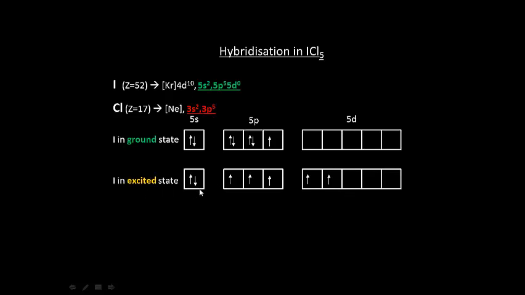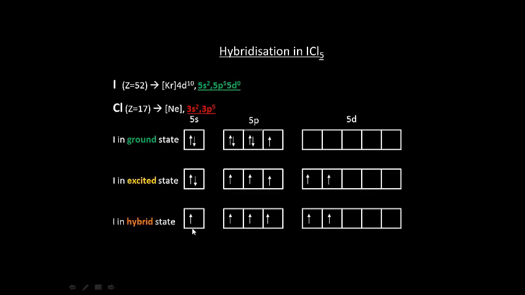In the hybrid state, one 5s, three 5p orbitals and two 5d orbitals combine and form hybrid atomic orbitals. Thus we have a hybridized state of iodine in which, as there are 6 orbitals of equal energy, it is sp3d2 hybridization. Out of these, there is 1 lone pair and 5 bond pairs. Thus we have 5 bond pairs and a lone pair in the ICl5 molecule.